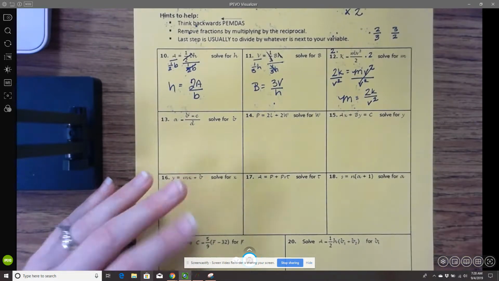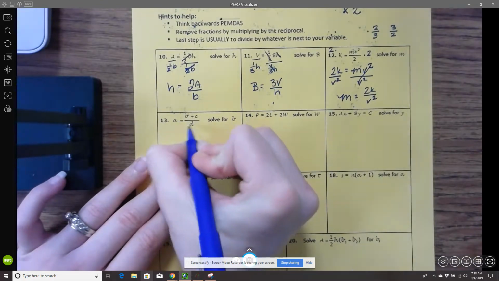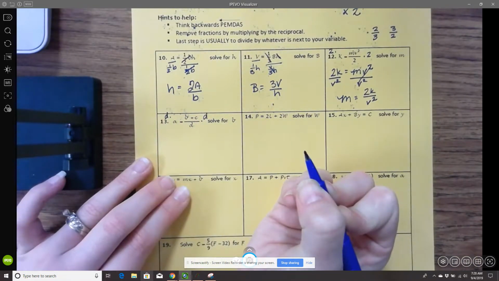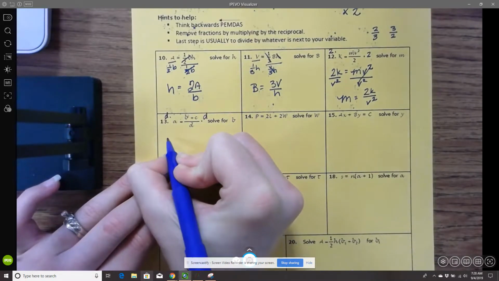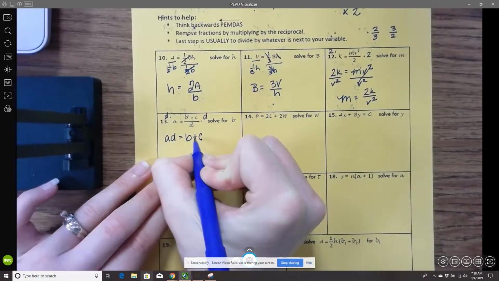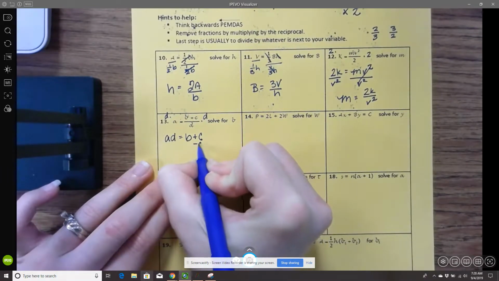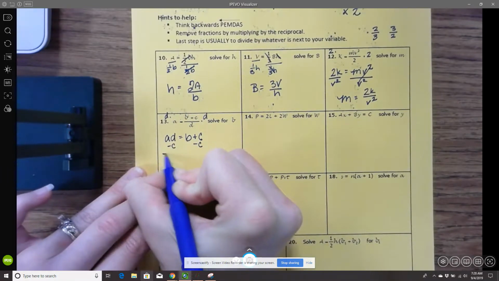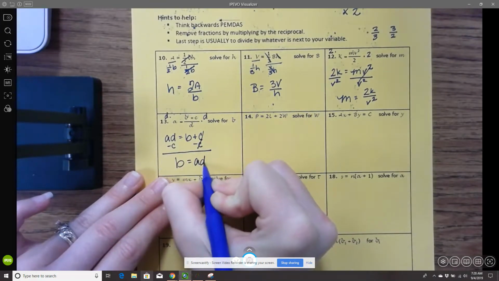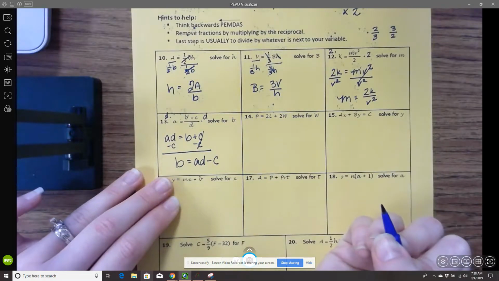All right, in this next one, we're solving for B. So again, I want to get rid of this denominator first. So I'm going to multiply both sides by D. So here I would have A times D equals B plus C. C is being added to B, so I would subtract it from both sides. So I would be left with B equals AD minus C.